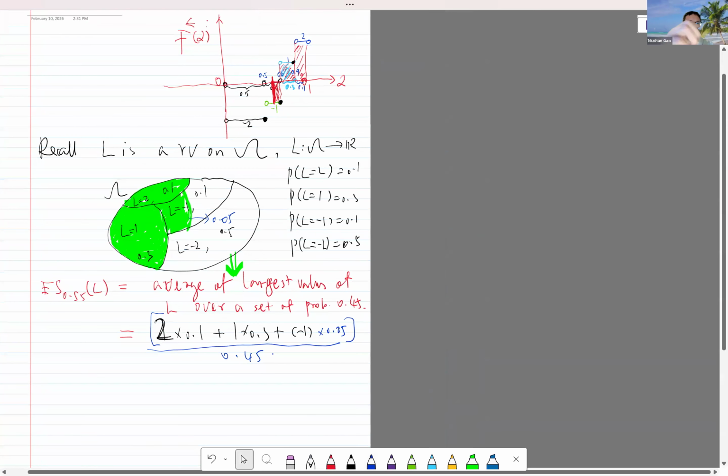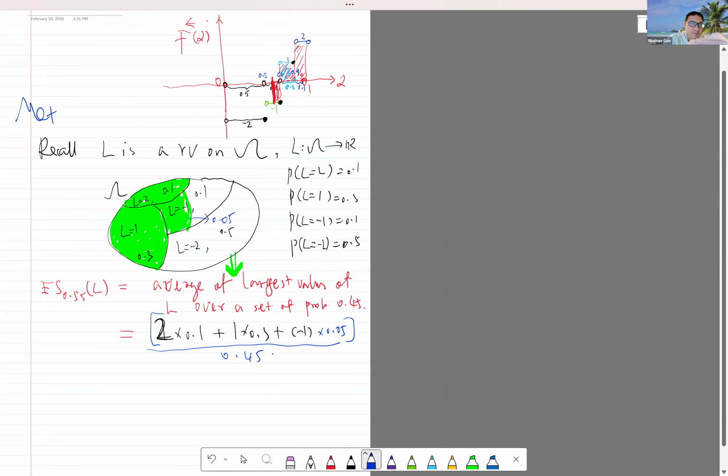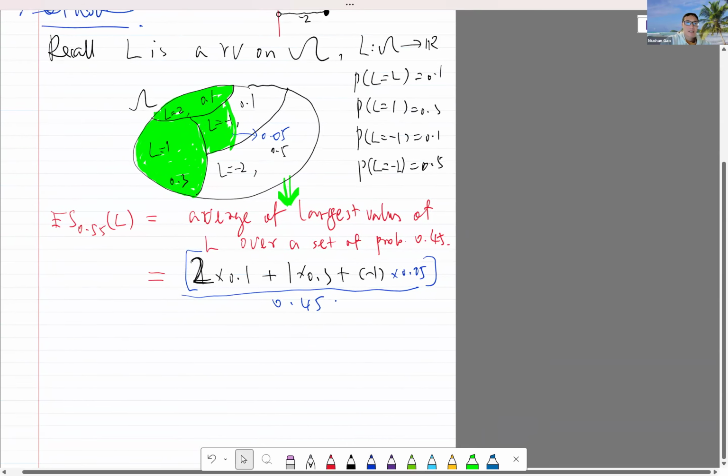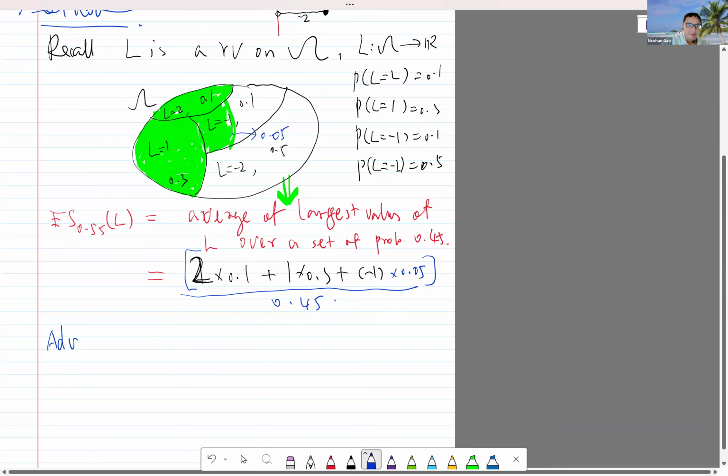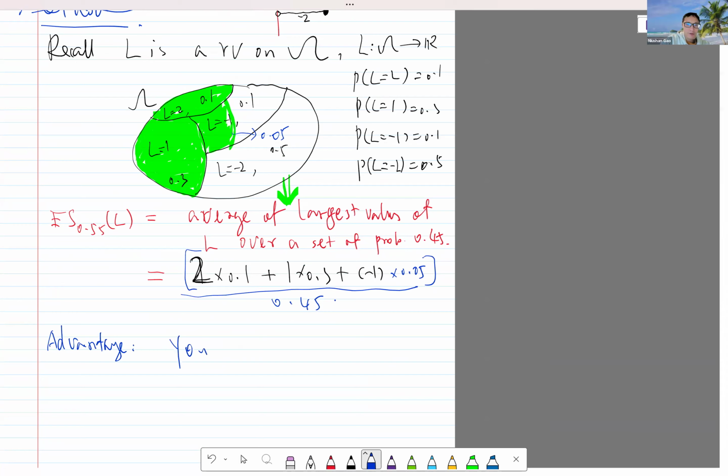What is the advantage of this method? This is my method 2. What is the advantage of this method 2? You don't need to graph the F left arrow, right? You don't need to graph this one.